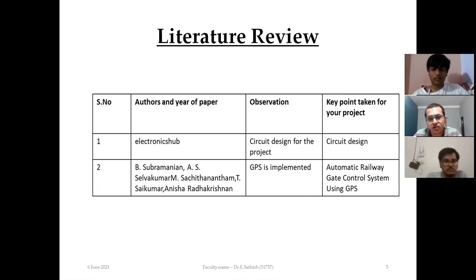So the second one was a research paper by B. Subramanian, A.S. Selvakumar, M. Sachithana, and T. Sai Kumar, Anisha Radhakrishnan. Here we have taken some observations that GPS can be implemented. So the key points taken for our project is automatic railway gates control using GPS.